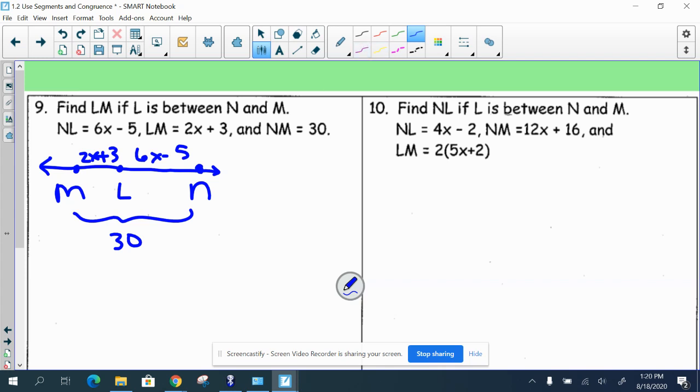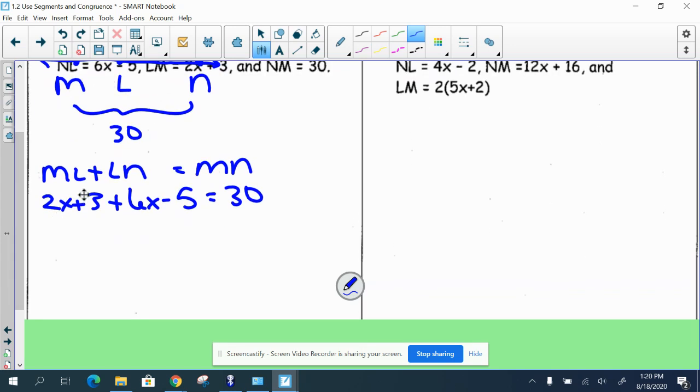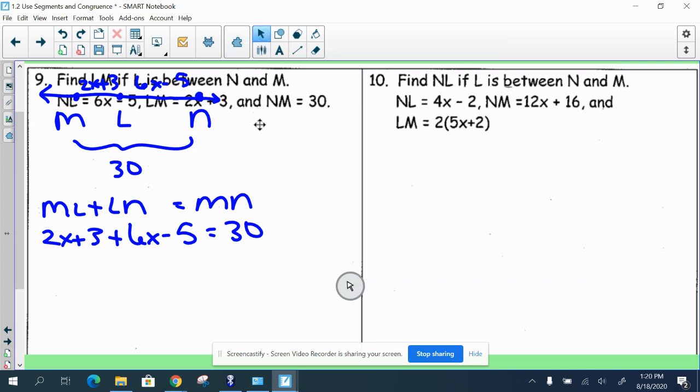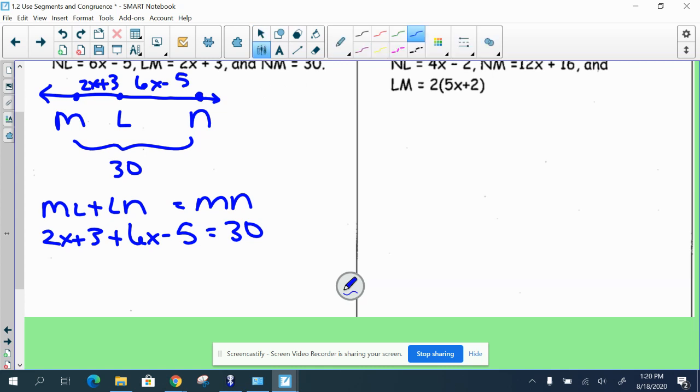All right, so starting from the geometry, we know that ML plus LN equals MN. And now let's plug in the expressions. So 2x plus 3 is ML, plus LN is 6x minus 5, and MN is 30. Combine like terms and solve for x. But remember that we might not be asked to find x. We might be asked to find something else. And we're supposed to find LM, so just keep that in mind.